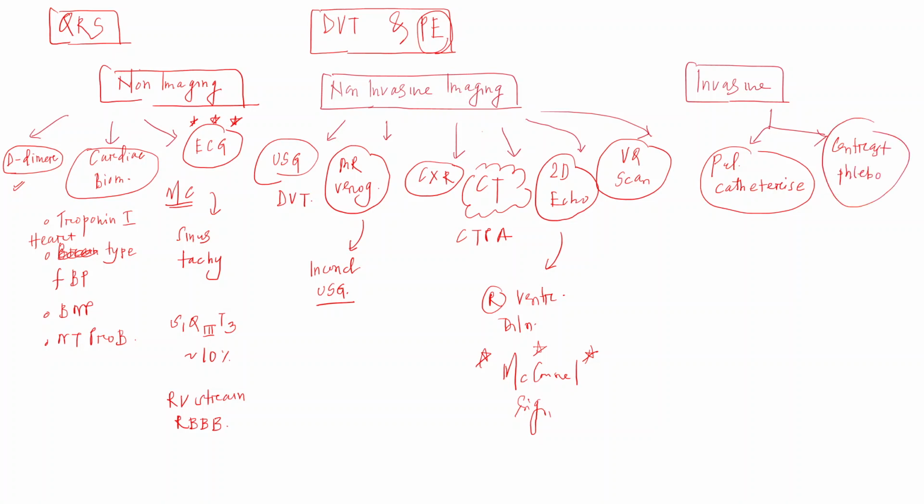However, these things are not used now. Invasive modalities are not used now because we have good non-invasive modalities to diagnose with confidence. However, pulmonary catheterization is used if intervention is planned. If you want to do a catheter-directed thrombolysis, then this can be done. Otherwise, there is no other indication.